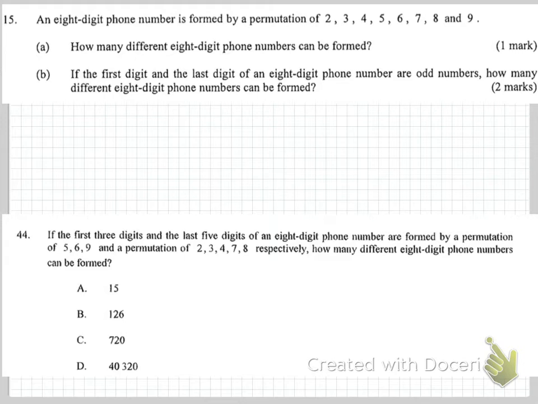We have an 8-digit phone number. It's formed by a permutation of these 8 digits. We have 8 digits, 2, 3, 4, 5, 6, 7, 8, 9. So first in part A, how many different 8-digit telephone numbers can be formed?